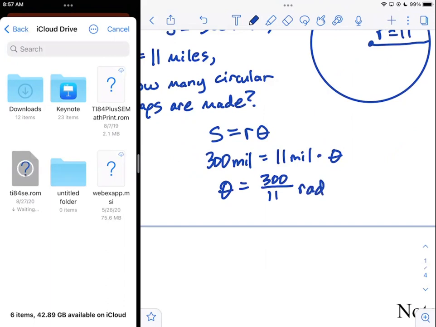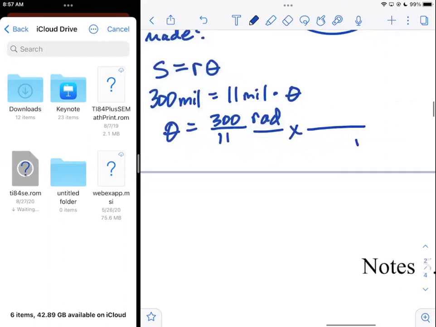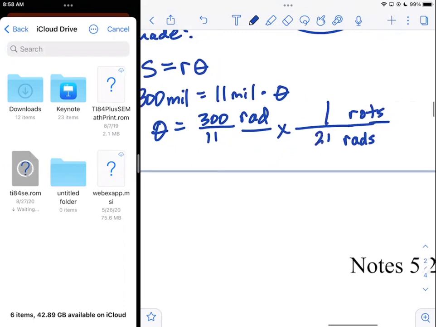Now, I don't want the answer in radians. I want the answer to be in what? Rotations. So you don't have to convert it to degrees before you go to rotations. Let's put this over 1, and we're going to multiply by a conversion factor. I want radians to divide out in the bottom, and I want rotations or laps to appear in the top. So 1 rotation is how many radians? 2 pi, right? 2 pi.